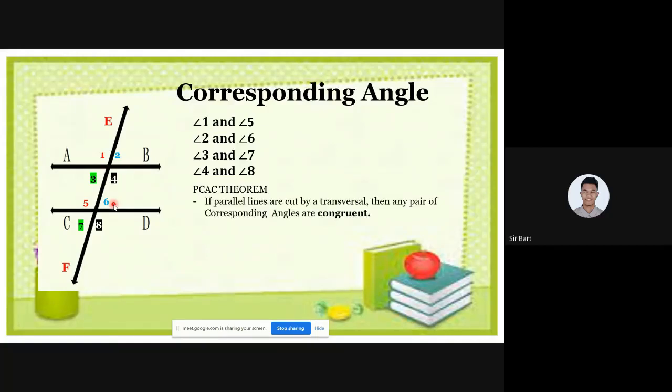We have a theorem for the corresponding angles. It states that if parallel lines are cut by a transversal, then any pair of corresponding angles are congruent. Therefore, the measure of angle 1 is equal to the measure of angle 5, and the measure of angle 2 is equal to the measure of angle 6. The measure of angle 3 is equal to the measure of angle 7, and the measure of angle 4 is equal to the measure of angle 8.